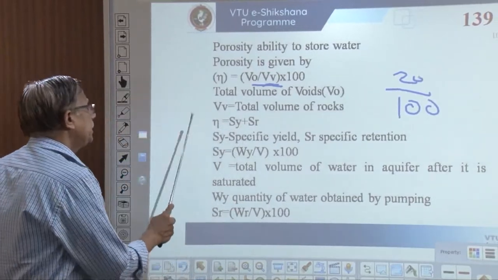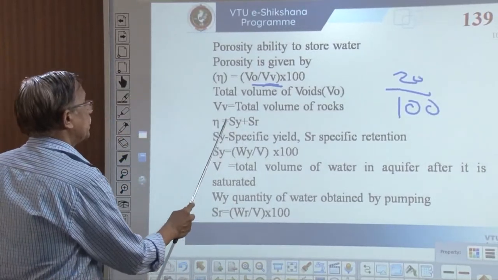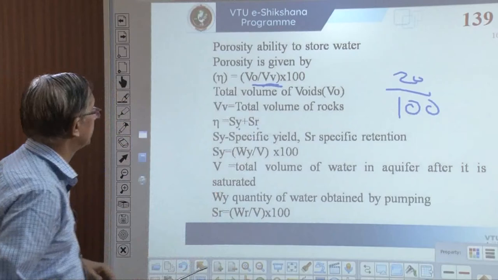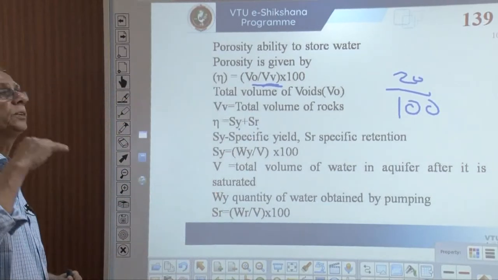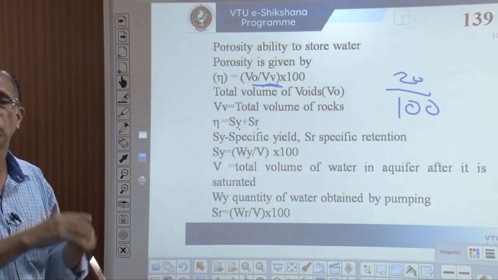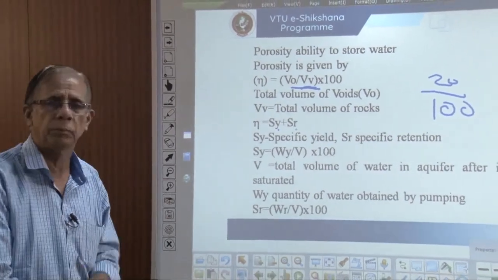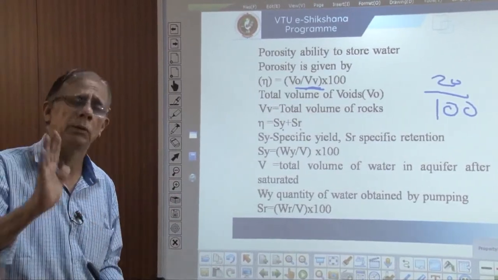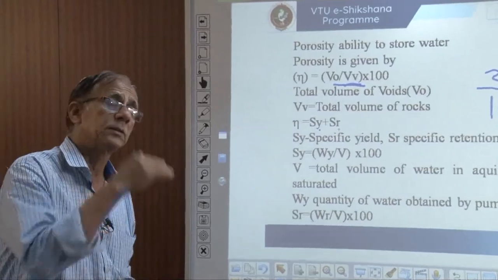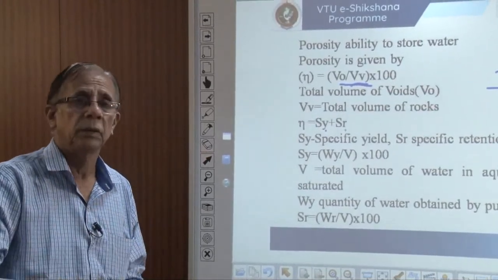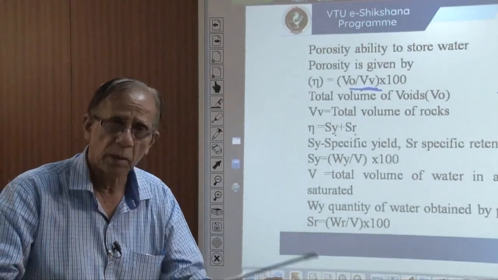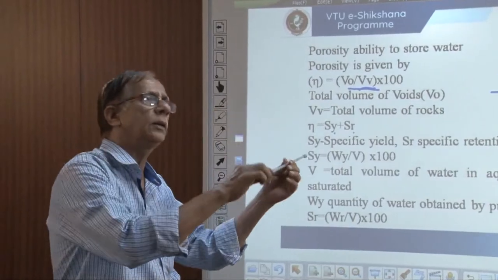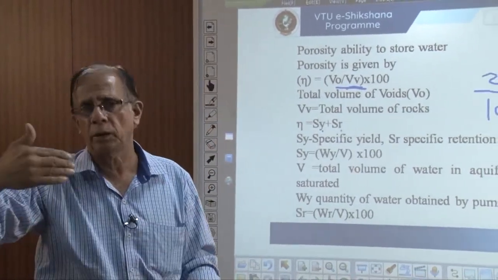Now, it is dependent on porosity, specific yield and specific retention. Assume pores are connected, pore cavities are connected, water can flow through them. Then the question of yield arises. If cavities are not connected, no yield, forget. Water cannot flow at all. Suppose we have a rock which is porous, the cavities are connected, it is so permeable, water can flow from one end to the other end, therefore I can pump out, I can draw water.